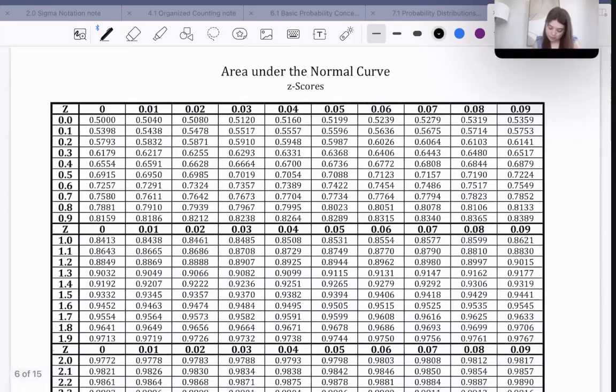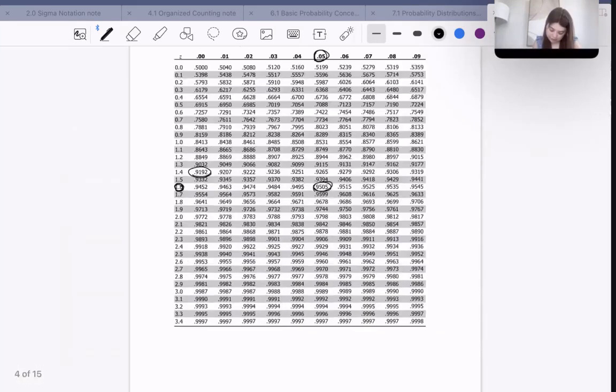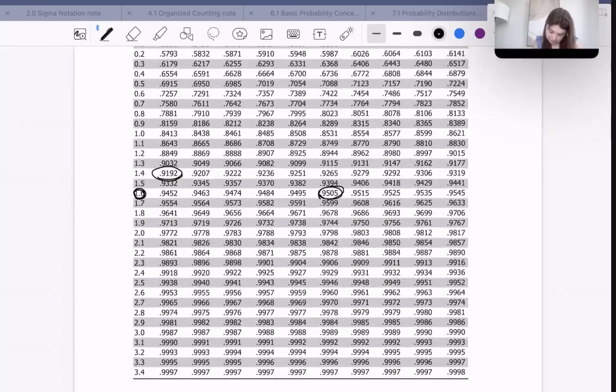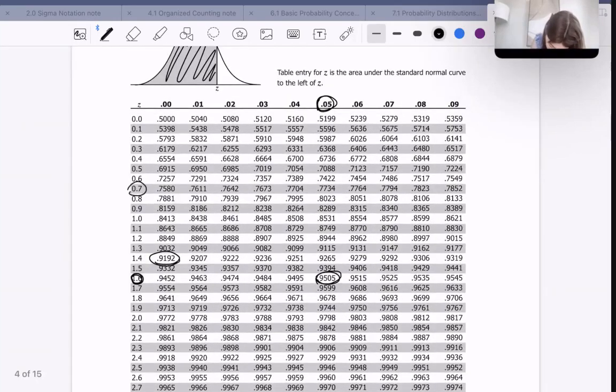0.714. Let's go there. 0.7. Okay, here's 0.7 and here's 0.71, because we have 0.01 there. So technically the 4 we just kind of have to throw out. So this isn't 100% accurate, but this is going to be our best estimate. So let's go with this. 0.7611 is what we'll go with.